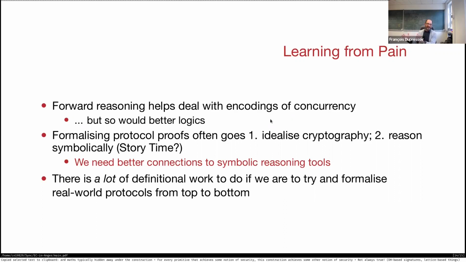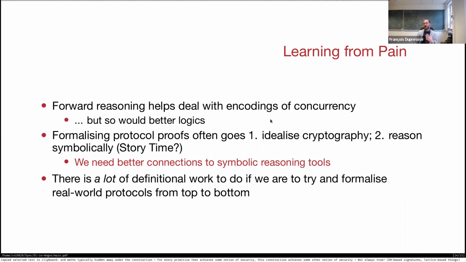And all of that is exactly what symbolic verification is doing very well. And so one of the things we should be working on is better connections between EasyCrypt or other machine-checked cryptographic proof tools and symbolic reasoning tools, so that we can use one to idealize the cryptography, deal with all the computational parts, and then symbolically reason about the non-computational parts, so all of the scheduling and symbolic issues that could arise.